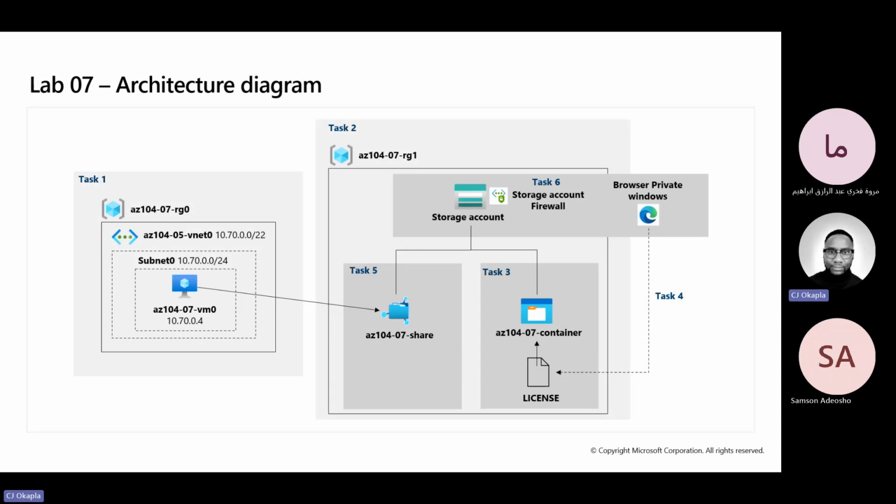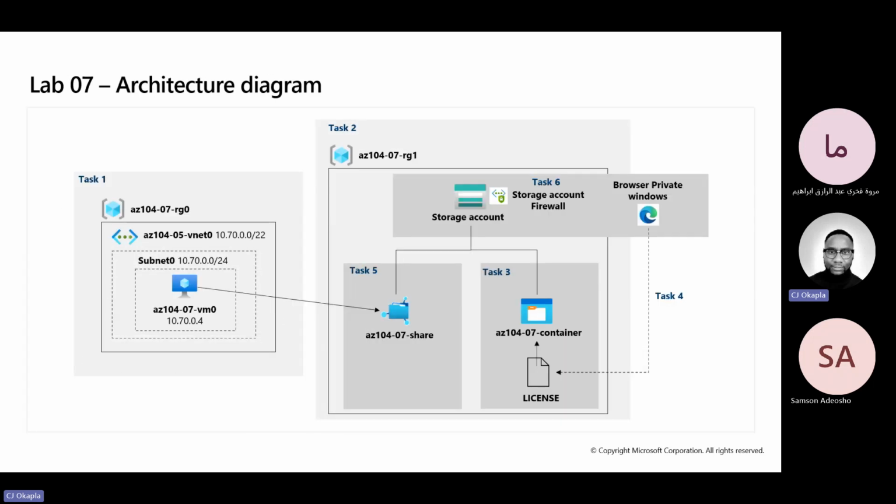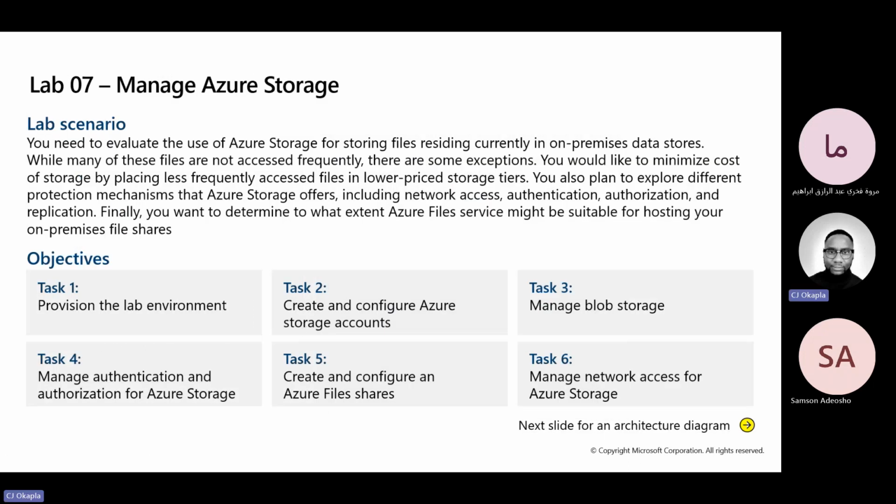This is the architecture diagram. For task 1, to provision the lab environment, you have the resource group where you create the storage accounts. You have the VNet, the subnet, and a virtual machine. The virtual machine, the subnet, and the VNet all reside in a resource group. And task 2 is to create and configure the Azure storage accounts.